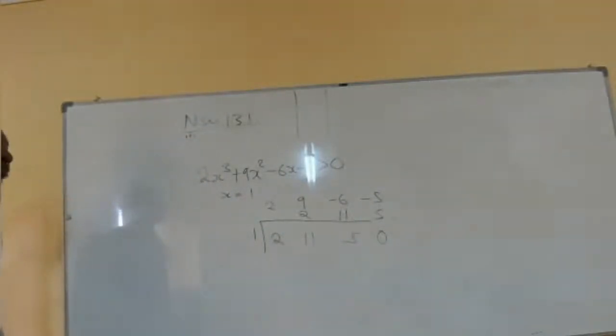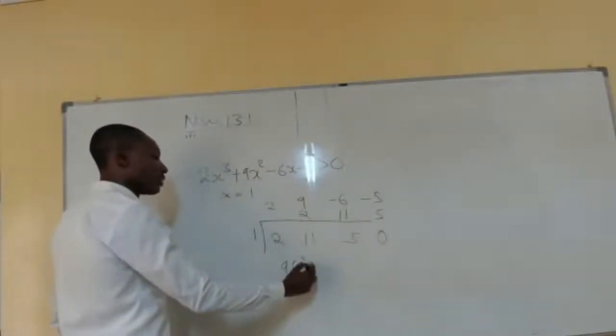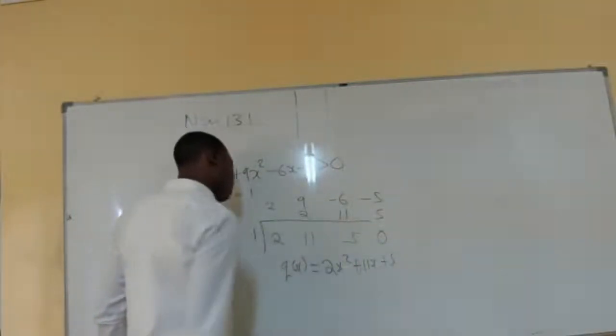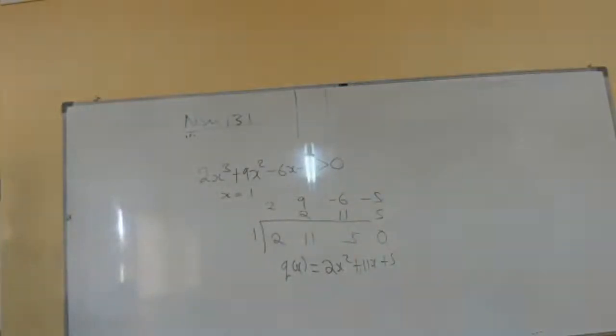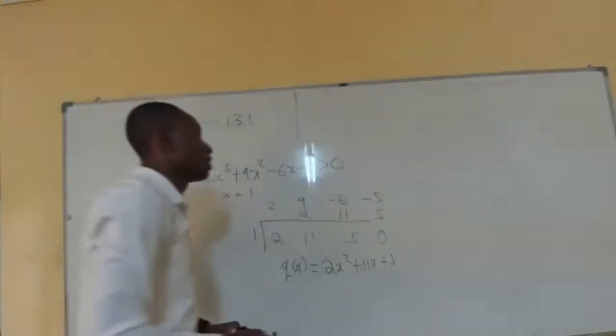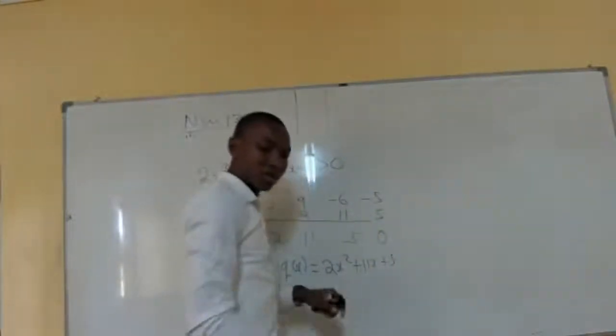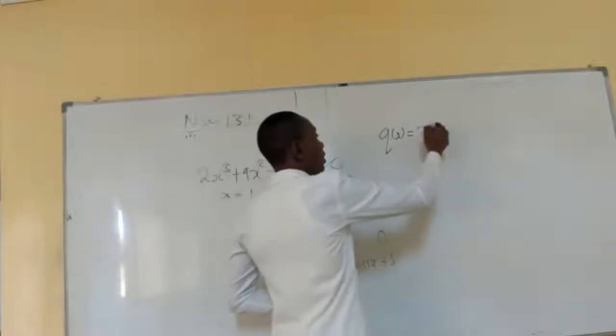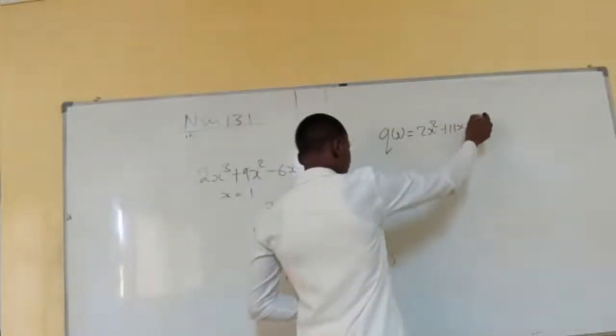So the quadratic equation that results from this, q(x), is 2x squared plus 11x plus 5. That is the resulting quadratic equation. Now we need to solve that particular quadratic equation to find the zeros in question. So let's solve the quadratic equation q(x), given as 2x squared plus 11x plus 5.